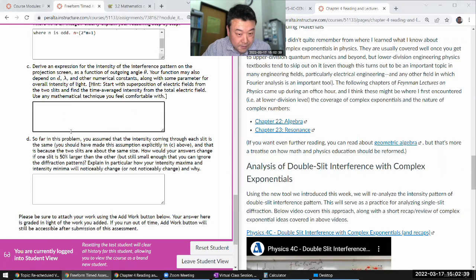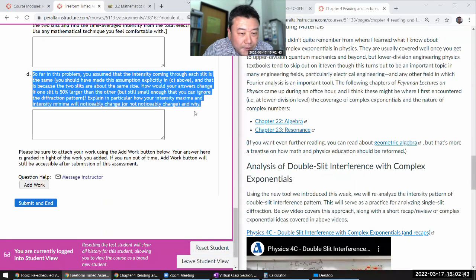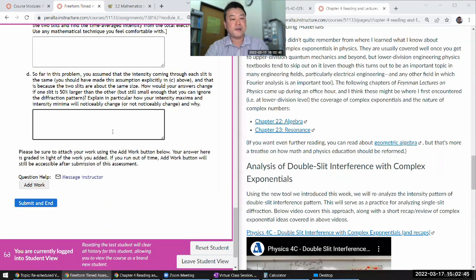So that's for that. And this is also, oh wait, this is conceptual. So, I can say this: intensity minima won't be completely dark because the cancellation won't be 100%. I'll leave that there. Okay, submit and end.